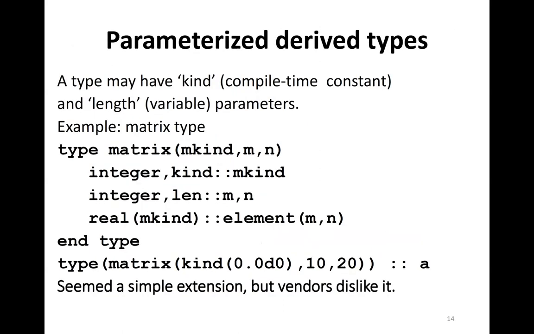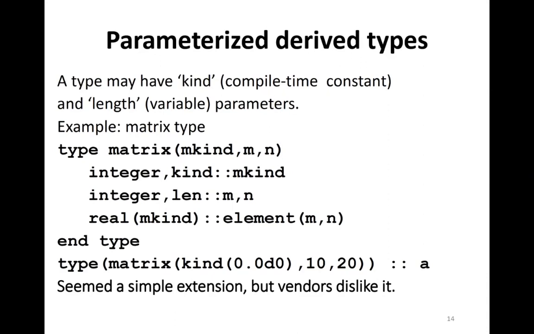Parameterized derived types. This is something that was quite controversial with the implementers because they found it quite hard to implement. So I could define a new type, say matrix, which has a kind. That's to say, is it double precision, is it single precision? It can have a shape, M by N. So we have two sorts of parameters. The kind specifies the hardware, and the length ones specify things like length.